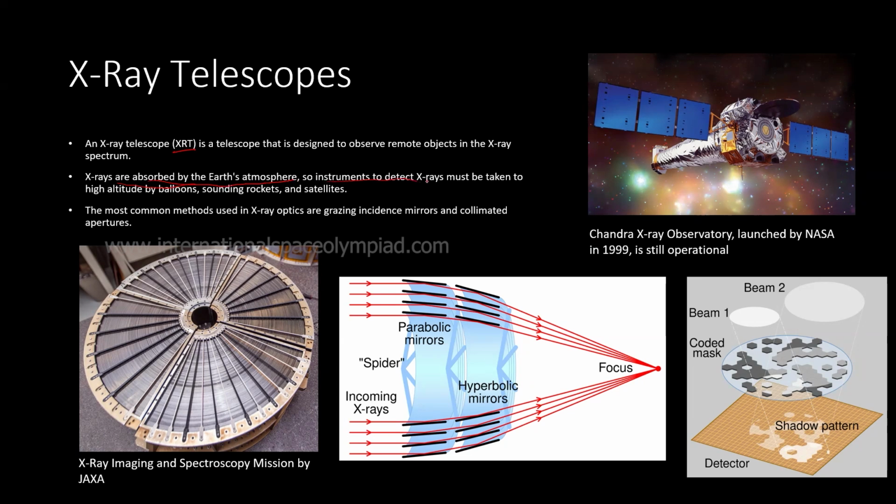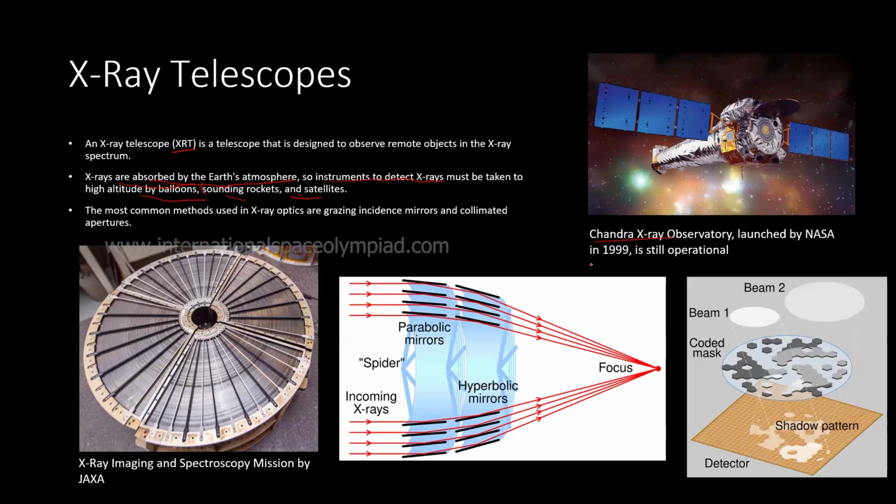So instruments to detect X-rays must be taken to high altitude by balloons, sounding rockets, or satellites. Sounding rockets can be used for observing X-rays, but only for a short period, because we cannot keep them there. To keep it there, it has to orbit around something, so it should be a satellite. This telescope you're seeing here is the Chandra X-ray Observatory, which is also a satellite.